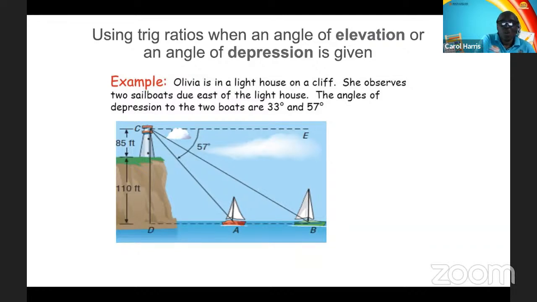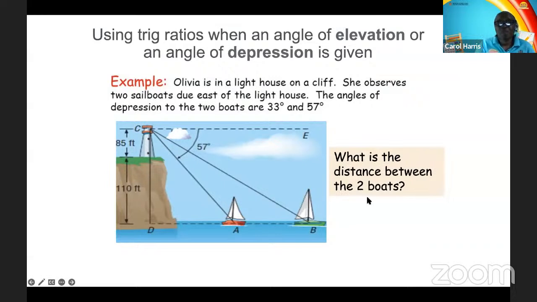So our question is asking us to find, I believe, can you just bring up the question? We're going to look at what would be the distance between the two ships. What's the distance between the two boats? Now, before I go to the distance between the two boats, can anyone tell me why that angle there is measured as 57? Why is that?